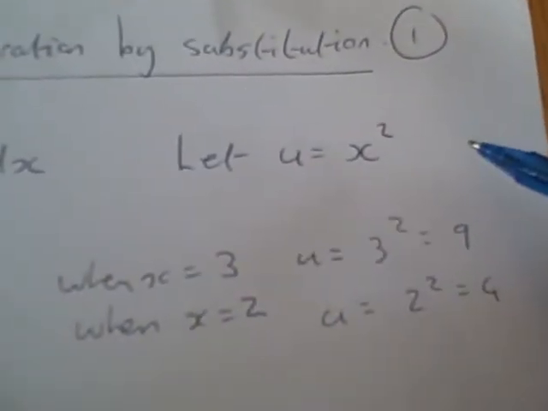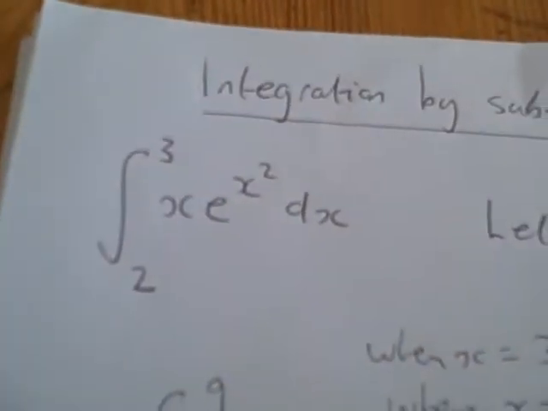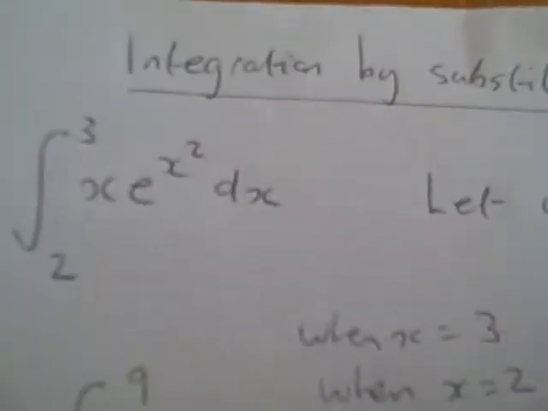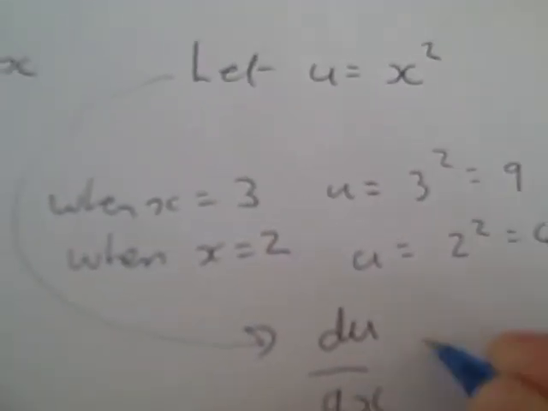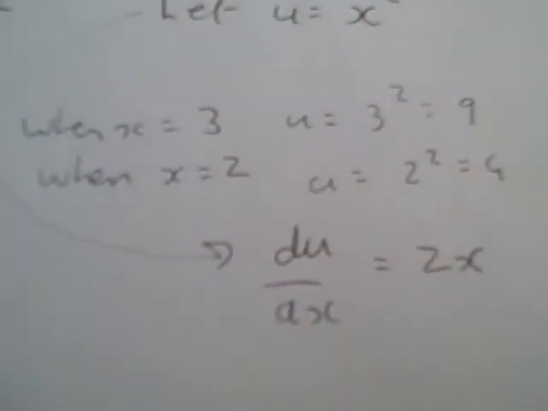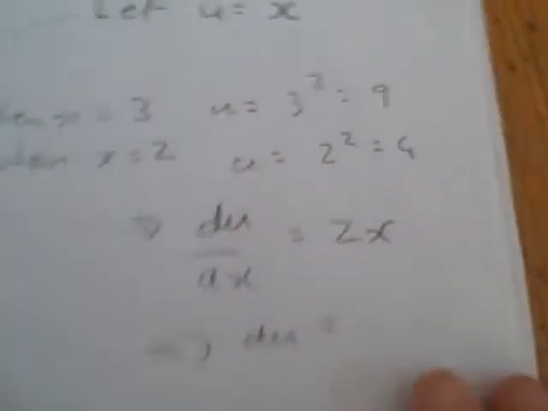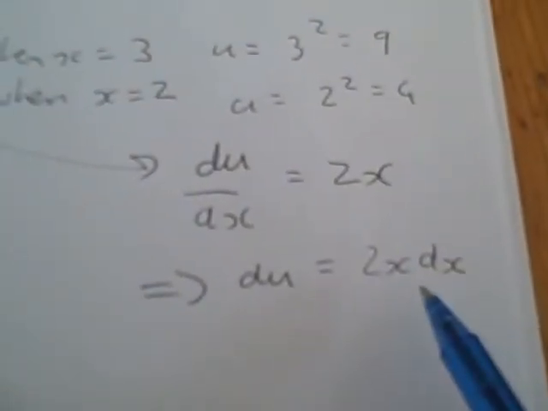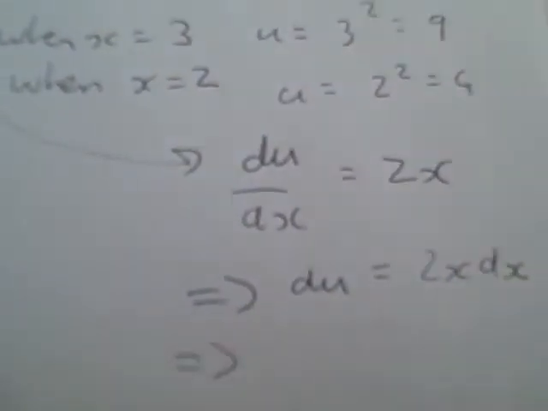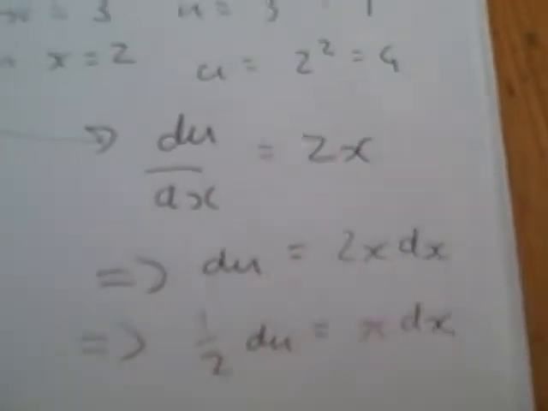So we're letting u equal x squared. So e to the x squared just becomes e to the u. So let's write that in. We now need to get x dx in terms of u, and then we can proceed. So du by dx is equal to 2x, which means if I multiply both sides by dx, du is equal to 2x dx. Then if I divide both sides by 2, or multiply both sides by half, whichever you prefer, you get a half du equals x dx.